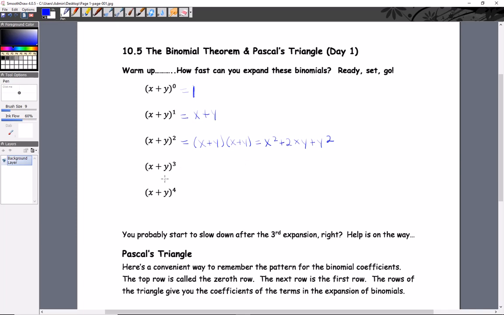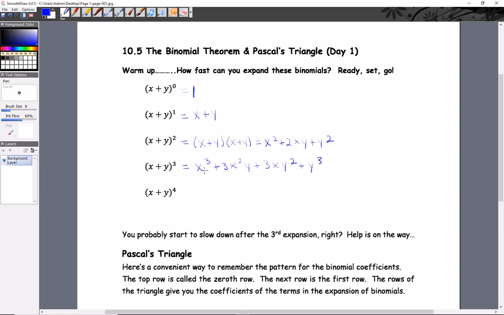And there is no possible way that I'm going to start listing this 3 times and multiplying them, but I'm going to show you what a little bit of experience with this can get for you. So I know that this is going to be x to the third plus 3x squared y plus 3xy squared plus y to the third.